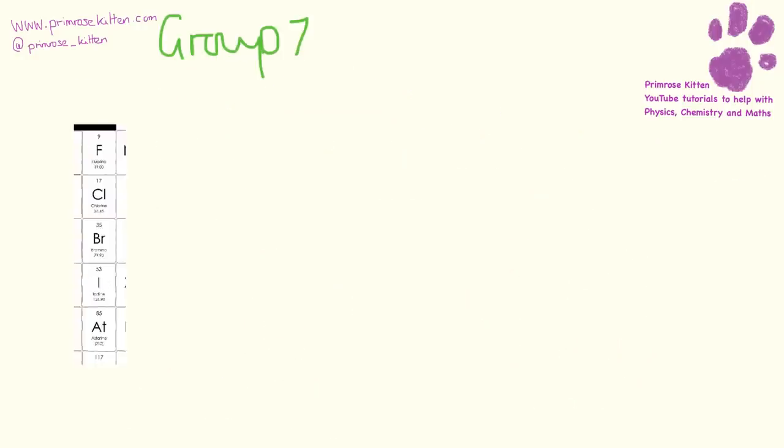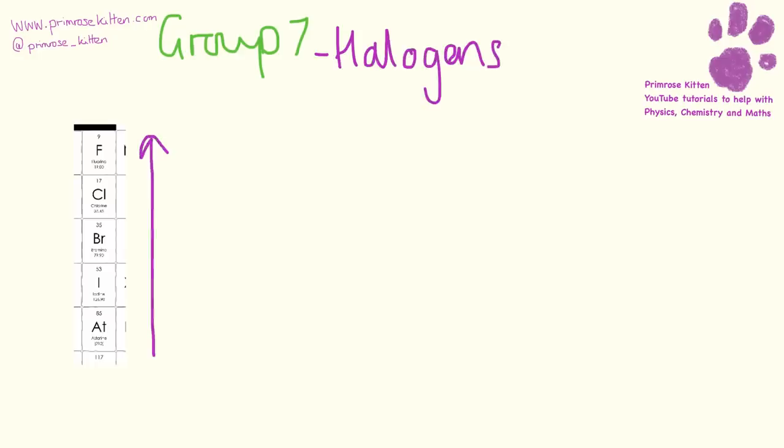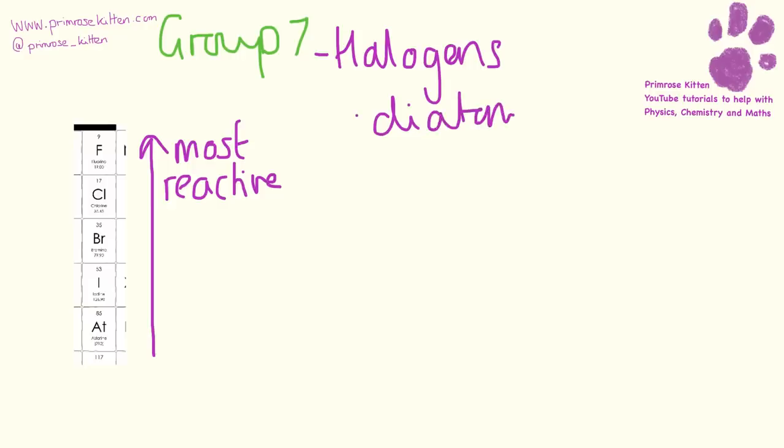Group 7 is over on the far right-hand side of the periodic table, and these are also known as the halogens. Now, unlike group 1, the most reactive ones are at the top. These are generally found as diatomic molecules, which means you are going to get F2 and Cl2 because they like to hang around with each other. Now, they have 7 electrons on that outer shell, and we can use this to explain their properties.